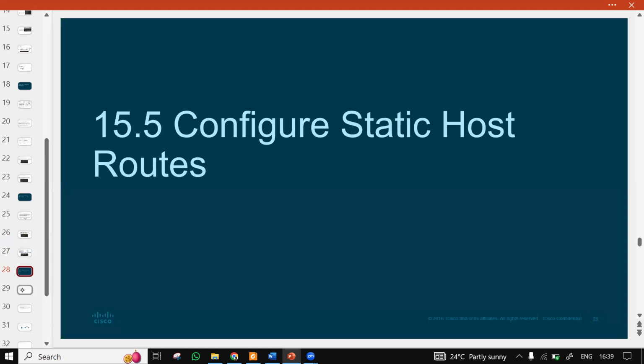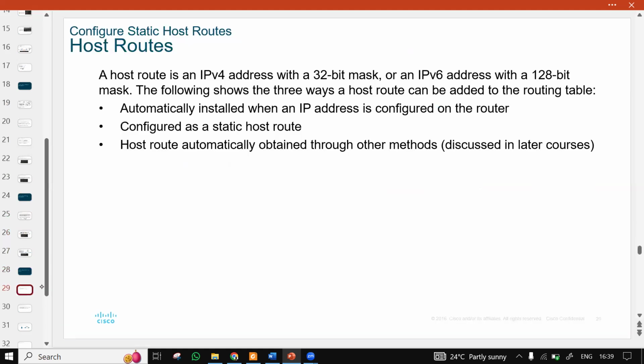Configure static host routes. Right. We say host routes.